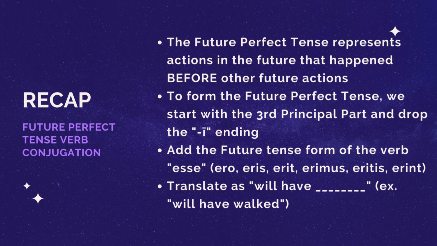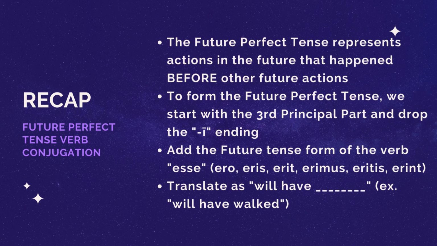So an example would be something like, by the time I will graduate high school, I will have passed Latin class, right? First, you need to pass Latin class, and then you need to graduate high school, right? Hopefully. But that's the idea. You're sequencing them. You're saying future perfect happened first, okay? Which is why we call it future perfect, okay?